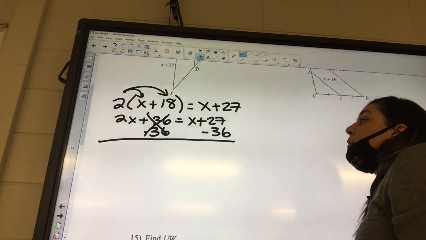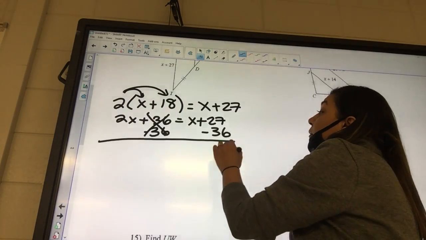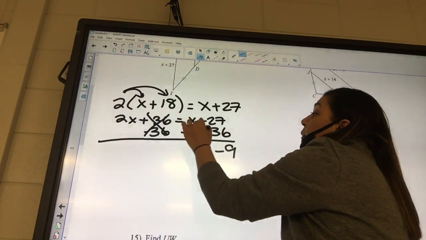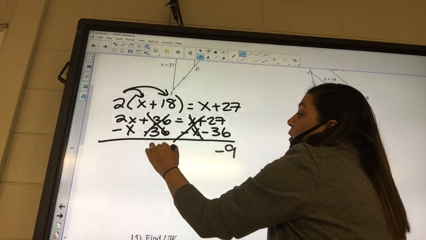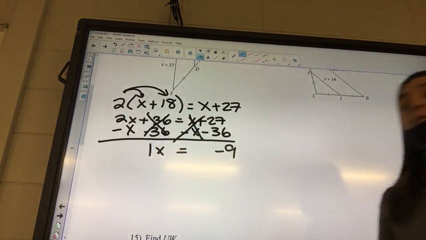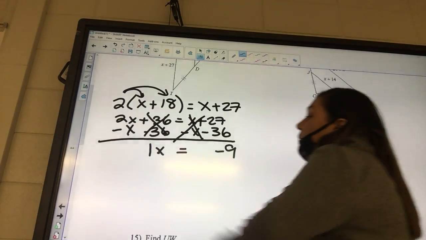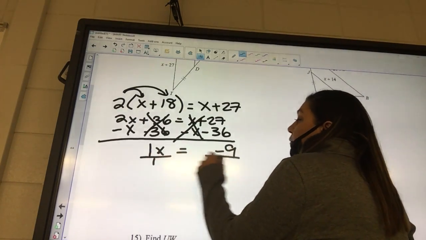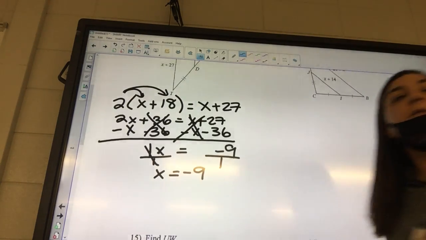Okay, so 27 minus 36 is negative 9. And then we got a minus x on both sides also. So you got 1x equals negative 9. What's our last step always? Divide. X equals negative 9. Are we finished?